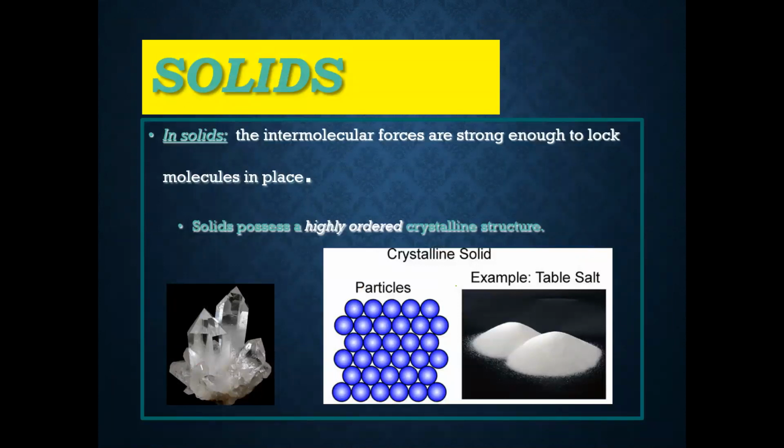So starting with solids, we have solids that are going to be the greatest hold of the IMF. The IMFs are holding them in place. The molecules don't have enough energy to break free of that attraction and move around. And so we get these highly ordered crystalline structures. Mostly we think of this in terms of crystalline structures for ionic compounds, but covalent compounds, if they're in their solid form, can also form these crystalline structures. It's simply a repeating pattern of how these molecules are locking into place.